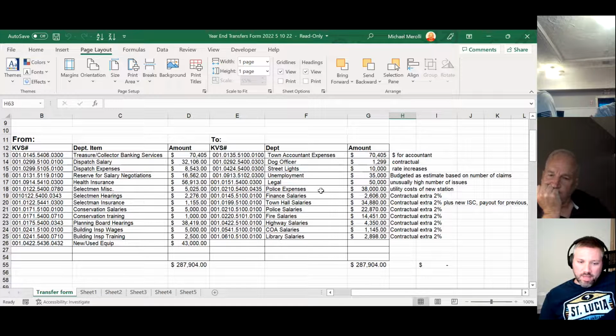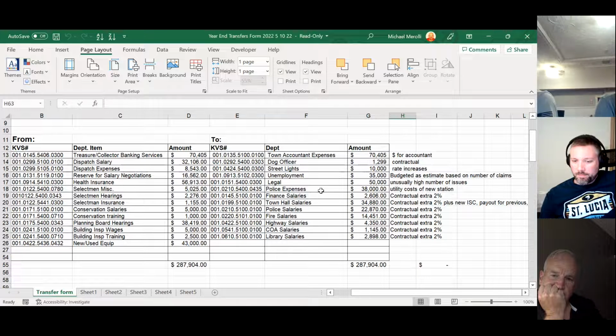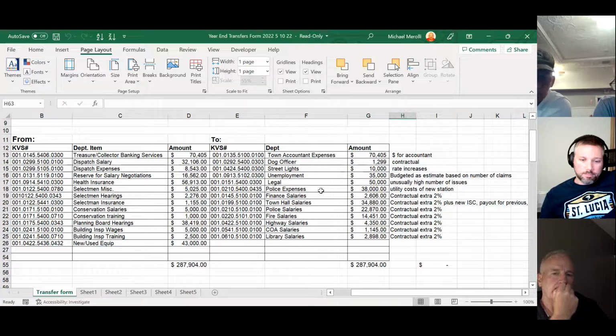On the salaries that we need to move monies into, the contractual extra 2%, doesn't that mean we should have budgeted for that? No, because if you notice on the left side, one of these was reserved for salary negotiations. And what happened is, it was negotiated. We had some of these contracts that were wrapped up, they were retroactive. So when they were renegotiated, the extra 2% is retroactive to the previous year. Got it. Okay.